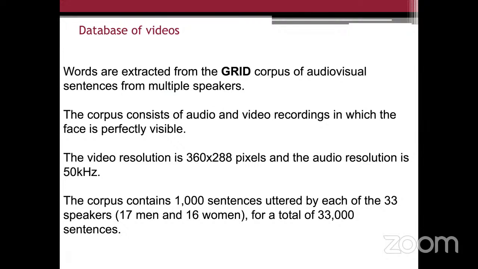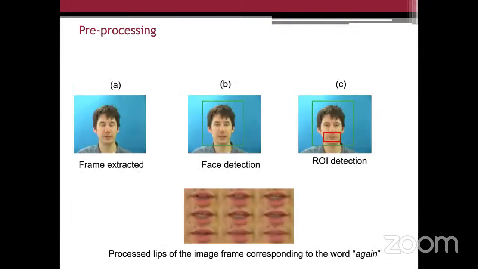The video database is the well-known GRID corpus of audiovisual sentences from multiple speakers. The corpus consists of audio and video recordings in which the face is perfectly visible. The video resolution is 360 by 288 pixels, and the audio sampling rate is 50 kilohertz. The corpus contains 100 sentences uttered by each of the speakers.